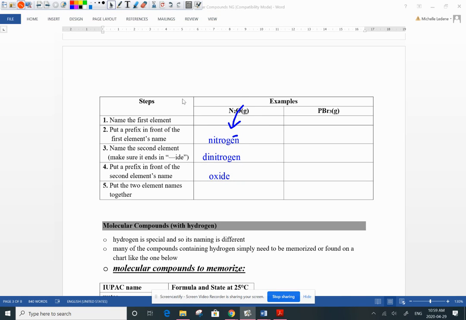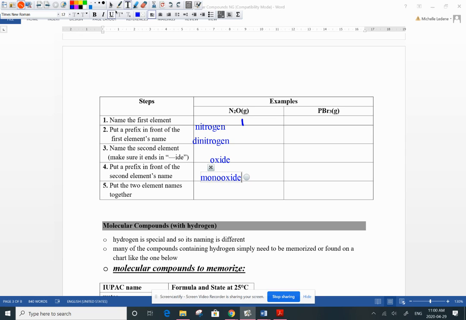And then we have to add a prefix in front of the name. So we've got nitrogen, which becomes dinitrogen because of the 2. And then we have oxygen, which becomes an IDE ending. And then how many oxygens are there? Well, let's have a look. Oh, there's only one O. So we would write the prefix mono oxide.